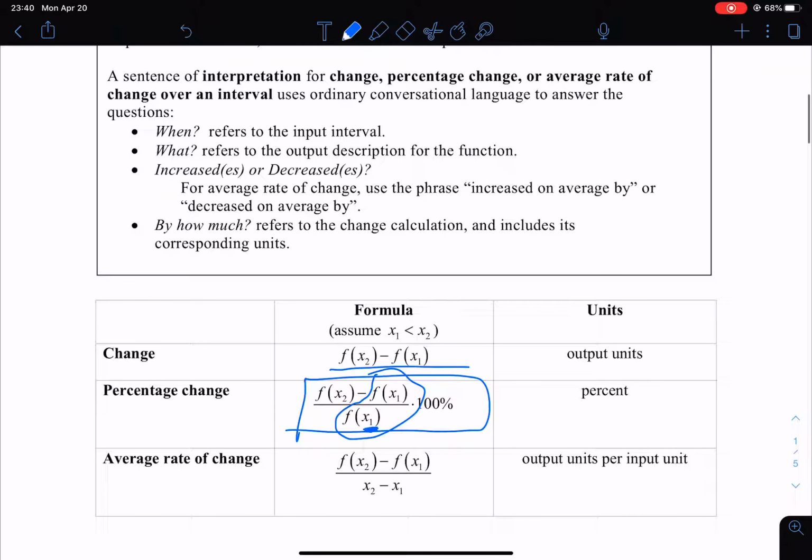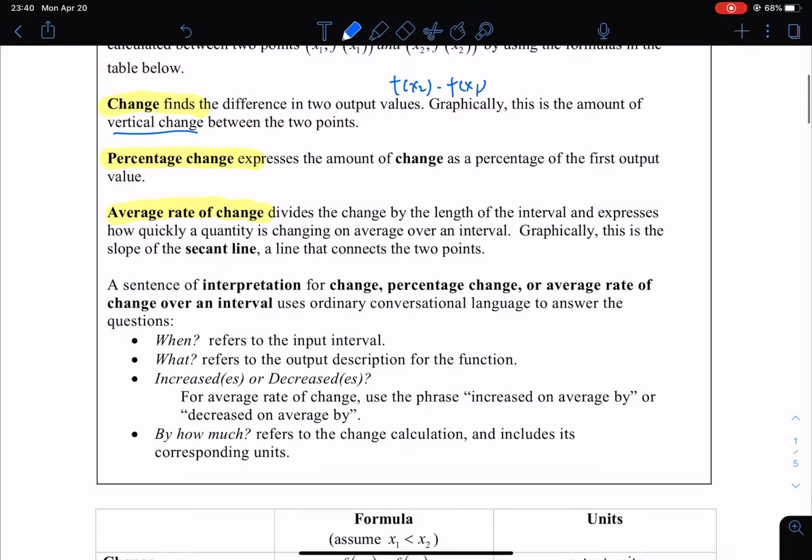And for the average rate of change, the formula is f of x2 minus f of x1 divided by x2 minus x1. So make sure you memorize all three formulas and the corresponding units. Average rate of change divides the change by the length of the interval, x2 minus x1, and expresses how quickly a quantity is changing on average over an interval. So the keyword is on average over an interval. This one is used for an interval, not for a single point.